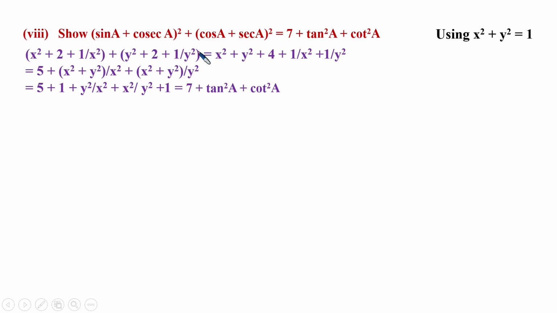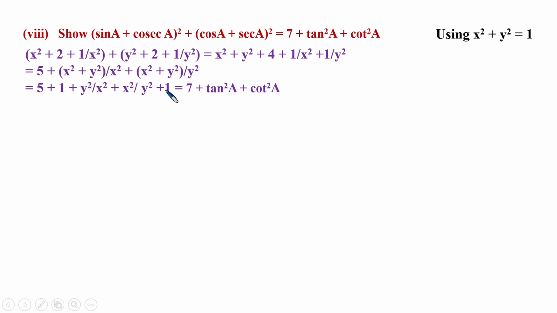Similarly I do it for this one also. Once I simplify this, you will get something like 5 plus 1, okay, this is 5. Then this x square is there, and it gets cancelled with the one here. So go through this simplification, you will get this as 7, 5 plus 1.